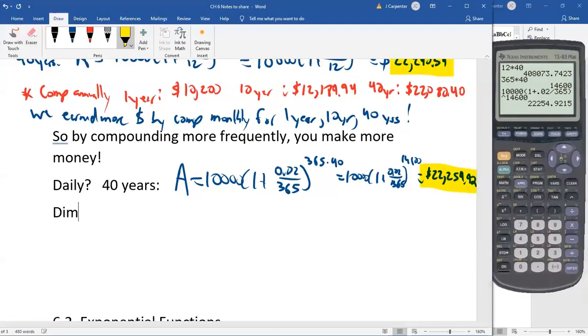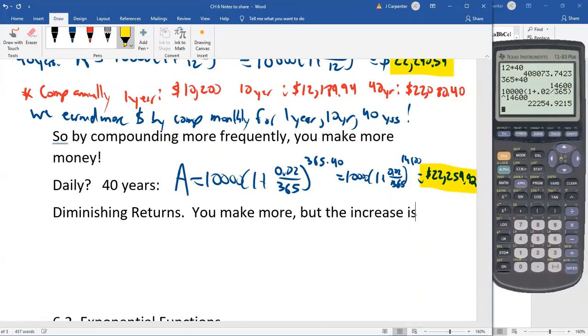This is known as diminishing returns. Diminishing returns means you make more, but the increase is becoming shallower, becoming smaller each time. So the increase is becoming smaller. I'm not saying that your money becomes smaller. I'm saying how much it goes up is shrinking. So we went up 160 bucks, then we went up 14 bucks. That's what I mean. We still made more money, but the increase has decreased.